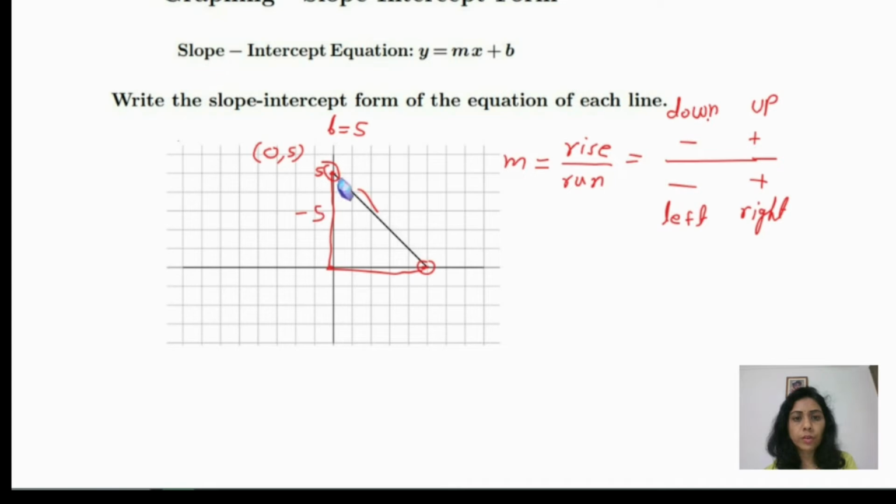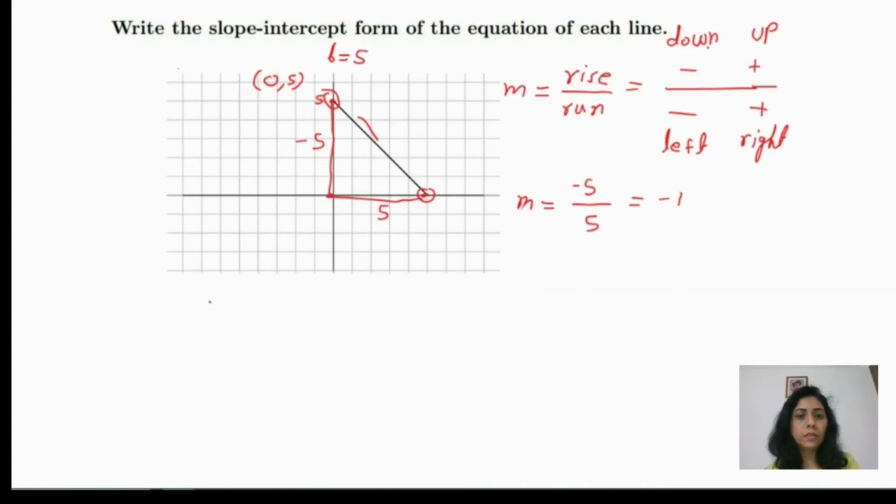So what is minus 5? You can count 5 blocks here, and it is negative, because you are going down from this point. Don't get confused. And from here you are going right, it means positive. So you can count 1 block, 2, 3, 4, 5, total 5 blocks, and it is positive. I hope this is clear. So rise is negative 5, run is 5, we can simplify, we get negative 1. Now we know the y-intercept b value and the slope m value, minus 1.